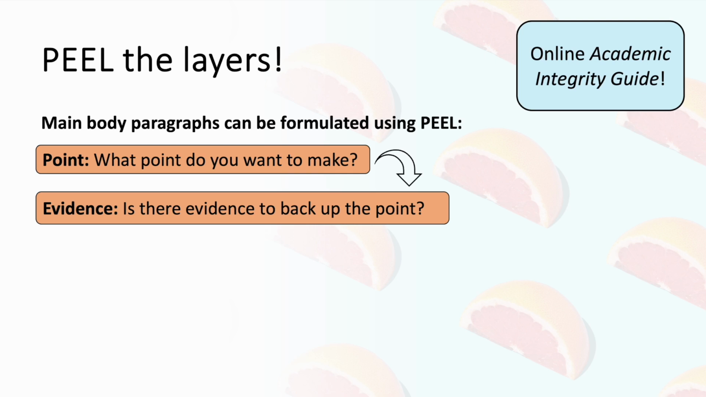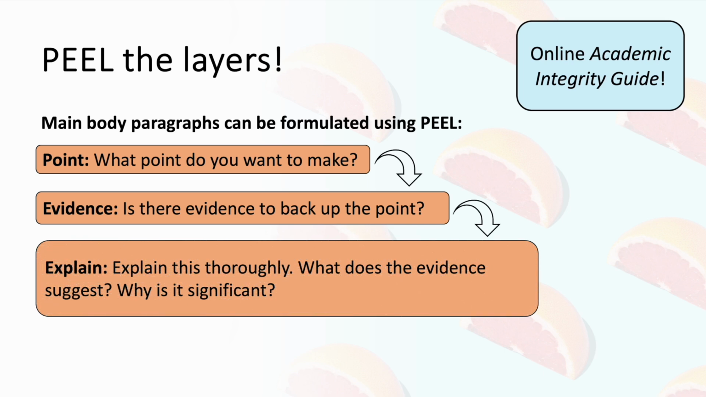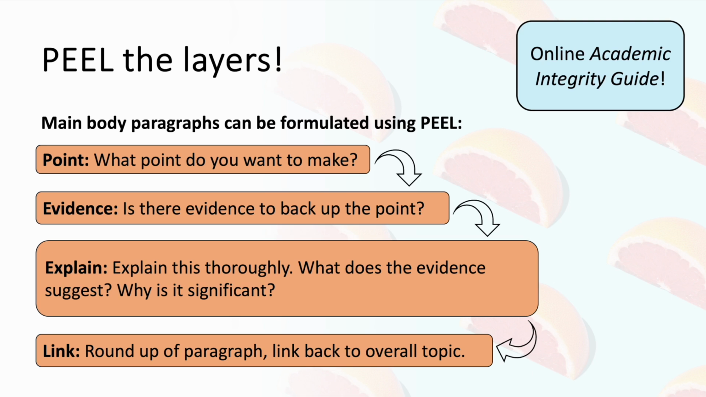You can cite and reference these sources using the online Academic Integrity Guide on Blackboard. Then you're going to explain this evidence thoroughly. What does it suggest? Why is it significant? How might it be interpreted? And finally, you're going to tie up the paragraph with a link sentence, where you link the overall point of the paragraph back into the big picture topic of the assignment.